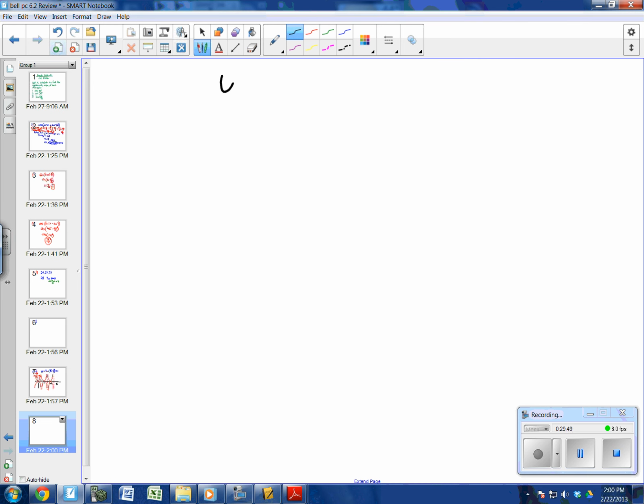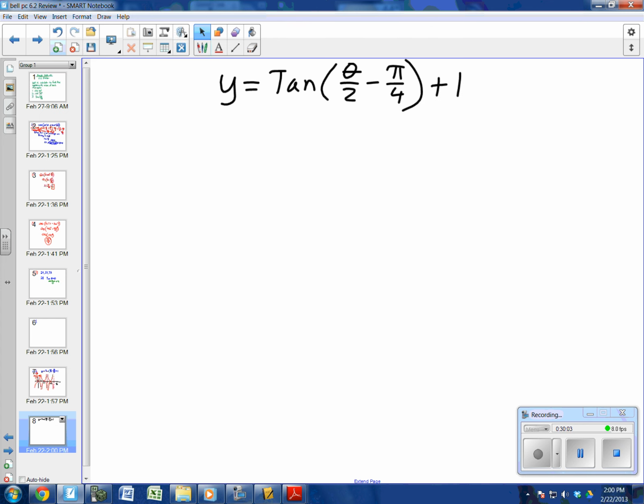What was that equation again? Y equals tangent of theta over 2 minus pi over 4 plus 1. Now, a couple of things have taken place, you guys. What does the 1 do? It's a vertical shift. Good. Up 1 unit. What does the pi over 4 do?